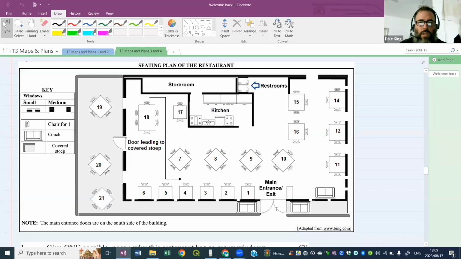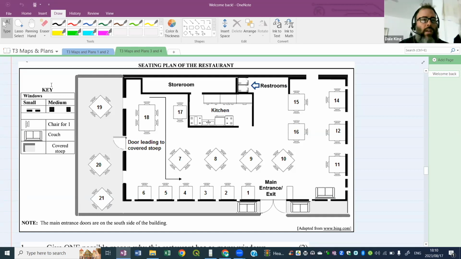We've got doors here at the bottom. We've got couches. We can see the kitchen with all the appliances. We can see the restrooms or toilets, storeroom, and all the tables and numbers. This gray area here looks like a patio on the outside. That's what it looks like, but we'll go into the questions and see.